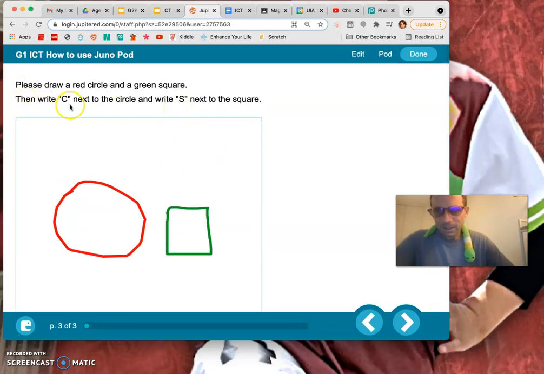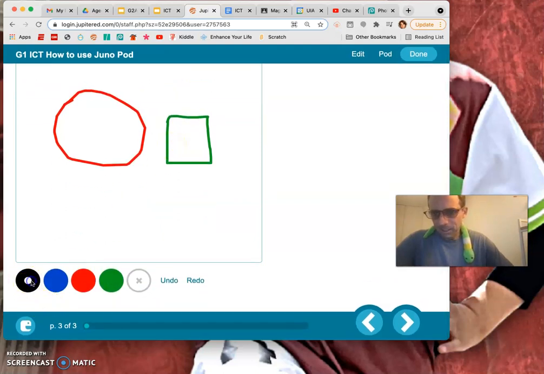Then write C next to the circle and write S next to the square. I'm going to do it in black. C anywhere near the circle is fine, probably. Whoa, what is that? Let's get rid of that. I'll put it next to it over here. And then square is this. That looks good. Okay, so I'm all done with that one.